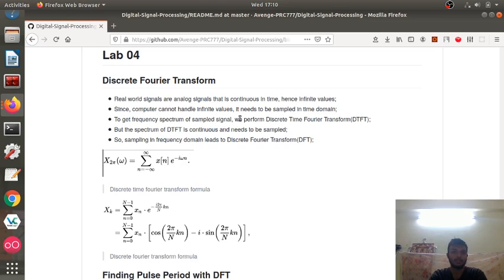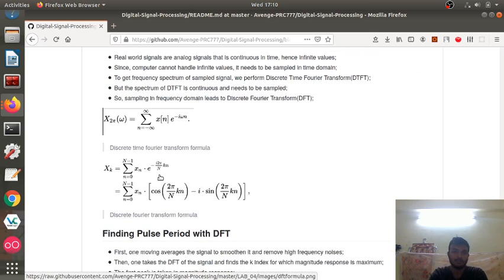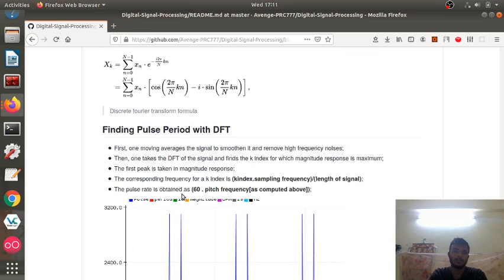But the spectrum of the DTFT is also continuous and needs to be sampled. So sampling in the frequency domain leads to the discrete Fourier transform, that is DFT. Here we see the DFT formula. Now if we replace omega with 2 pi k by N, where capital N is the length of the samples and k is the kth index, the frequency we want, then this formula becomes the DFT, the discrete Fourier transform.